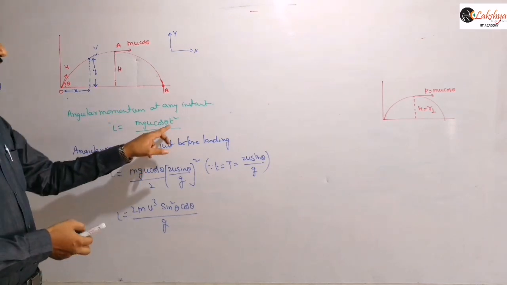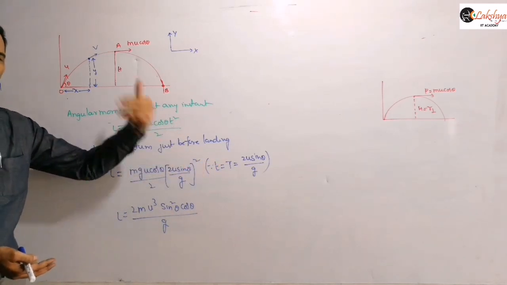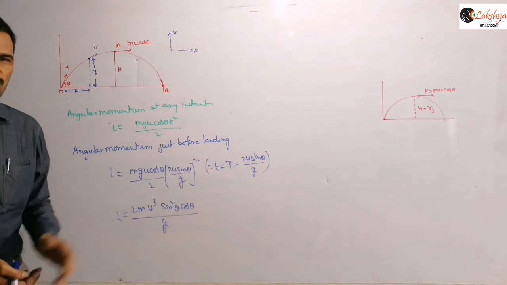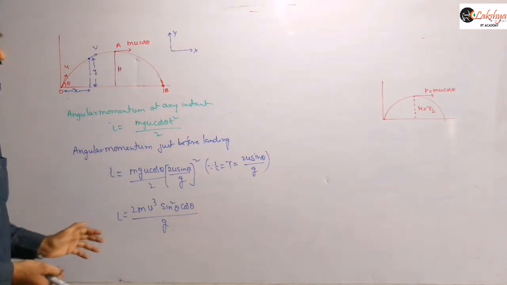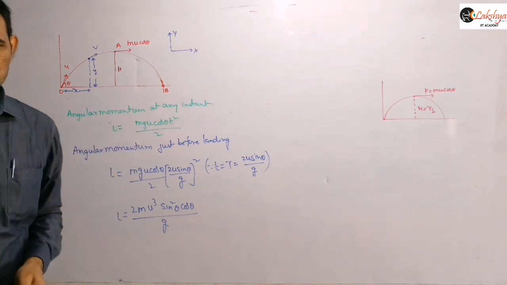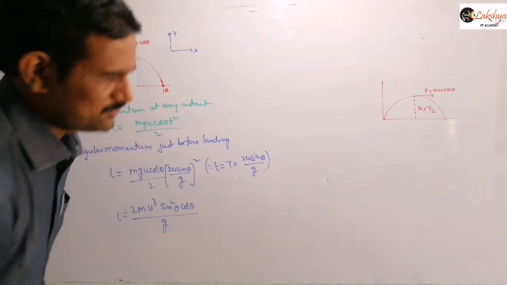Angular momentum is nothing but t square; it is directly proportional to t square here. Time is doubled here, so the angular momentum will increase by 4 times when your particle is moving from the highest point to this point. Now you can solve this by the other method also, right? So let us see this now.